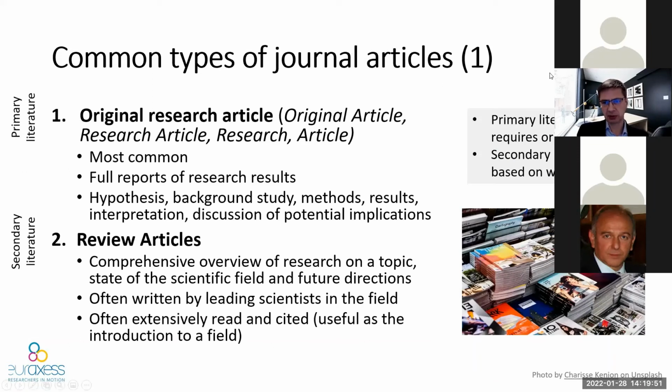I will tell you about six common types of journal articles. The most important one is the original research article. It's the main tool for researchers for fully reporting research results. It has a very well-known structure, depending also on the journal, like this: hypothesis, background, study methods, etc.